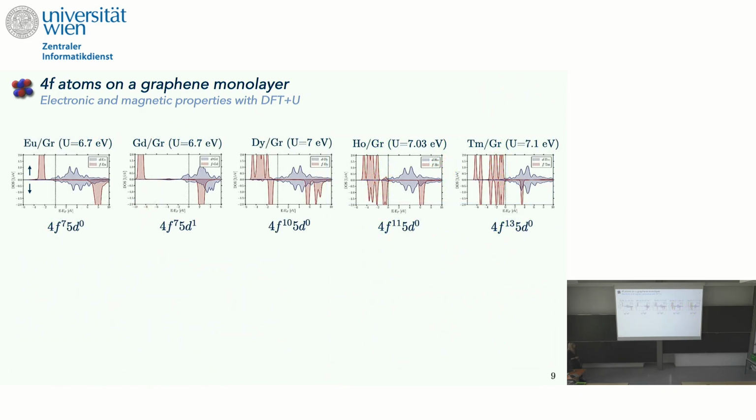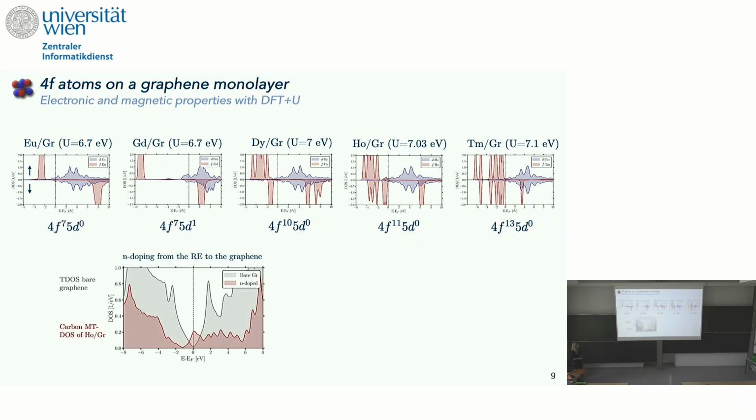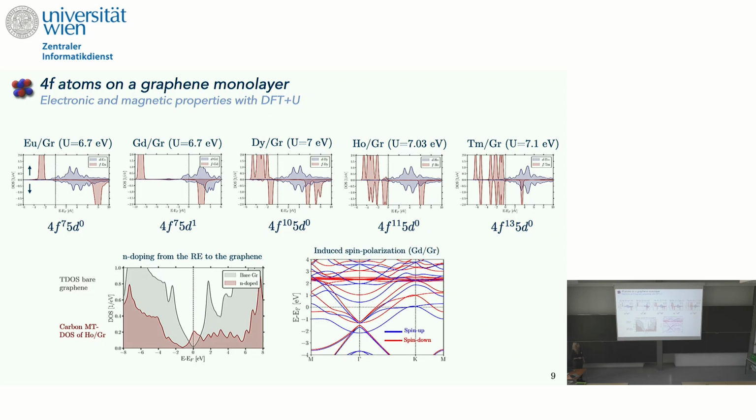So here you can see the spin polarized density of states. In red, you can see the f peaks, and in blue, the rather delocalized d states, which are a little bit spin polarized. And overall, the system is metallic, so there's some n-doping from the rare earth atom towards the graphene monolayer, and this can be seen by the shift of the Dirac point towards lower energies. And there's an induced spin polarization into the graphene monolayer with an intensity that depends on the magnetic moment of the rare earth atom.